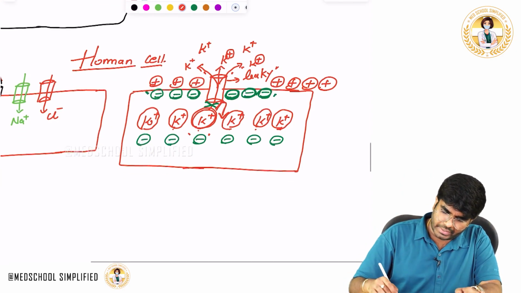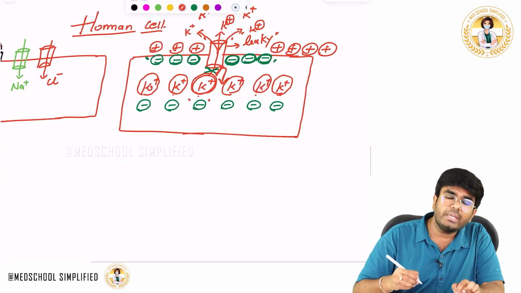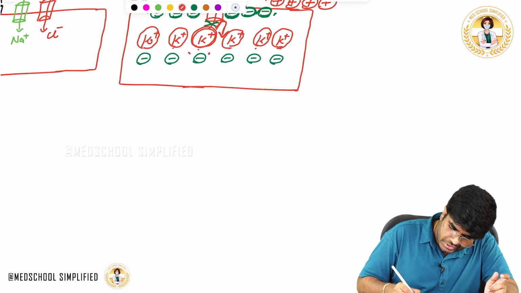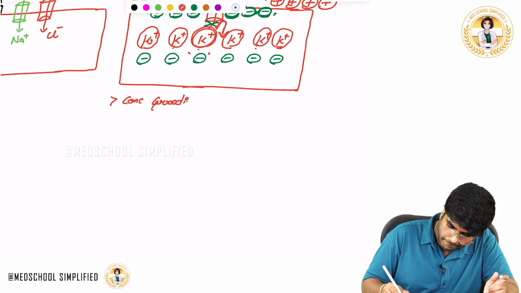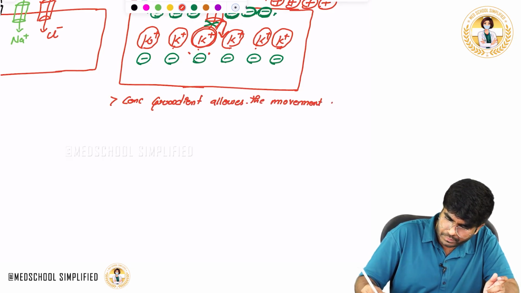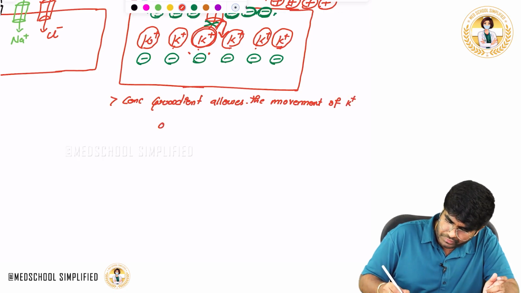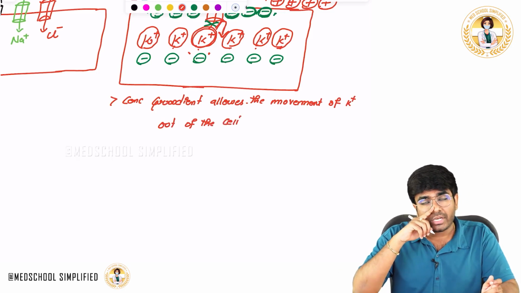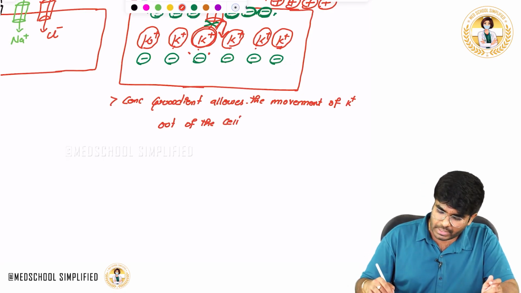So let me write here. First, what happened? According to the concentration gradient, potassium tries to go out. So the concentration gradient allows the movement of potassium out of the cell. We have seen potassium is going out. The outside of the membrane becomes positive, the inside of the membrane becomes negative.